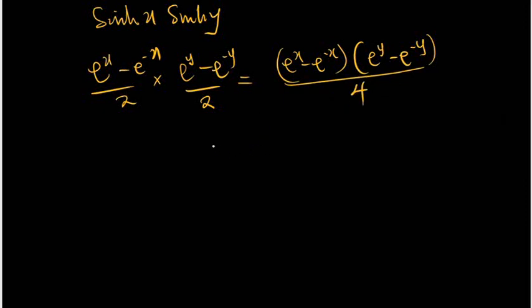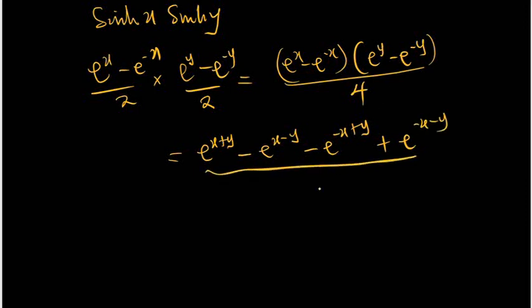Okay, let's now expand the exponent. This becomes e power x plus y. Then when this multiplies that, this time this will give us minus e exponent x minus y. Then this guy will take over, minus e exponent negative x plus y, then plus e exponent negative x minus y, this time plus because negative times negative, all over 4.